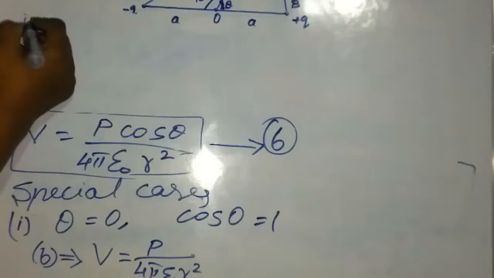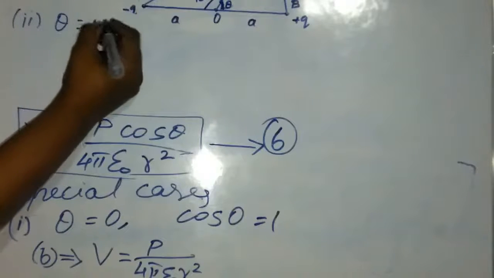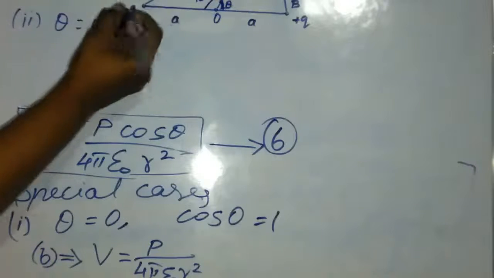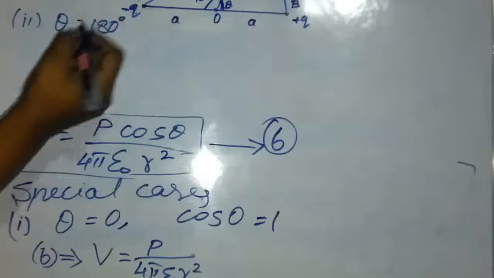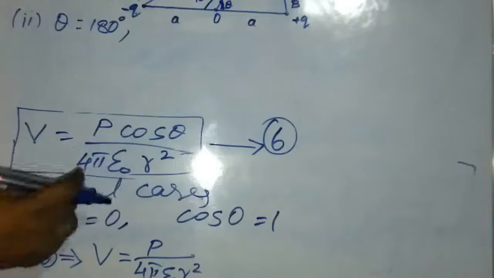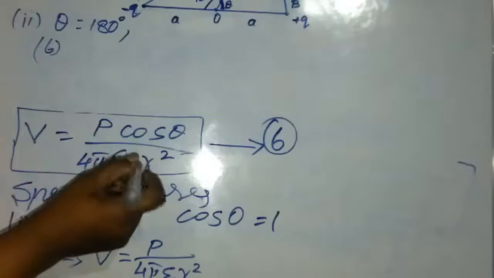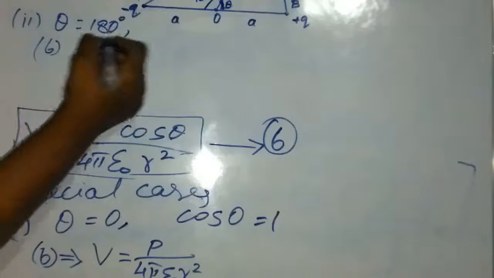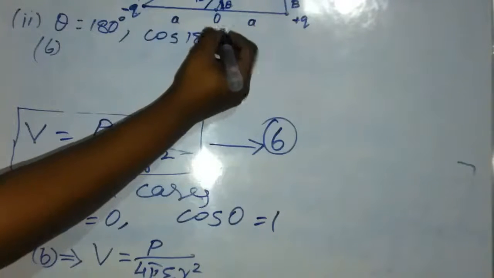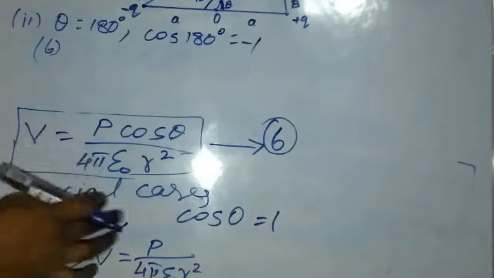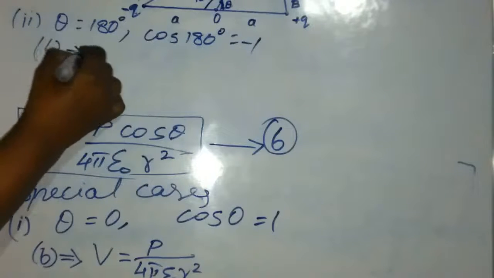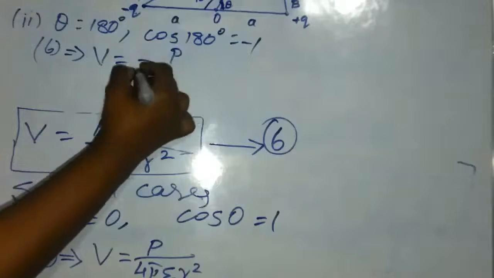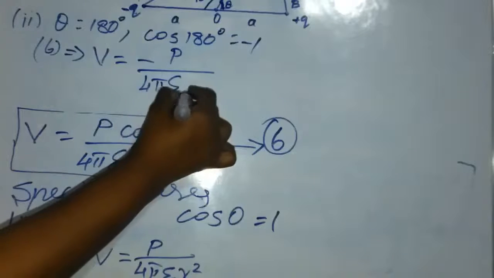Now the second case: theta equal to 180 degree. 180 degree means the point P lies on the axial line on the side of minus Q. Now from equation number 6, instead of theta we are applying 180 degree. The value of cos 180 degree equal to minus 1. So equation 6 becomes V equal to minus P by 4 pi epsilon 0 r square.